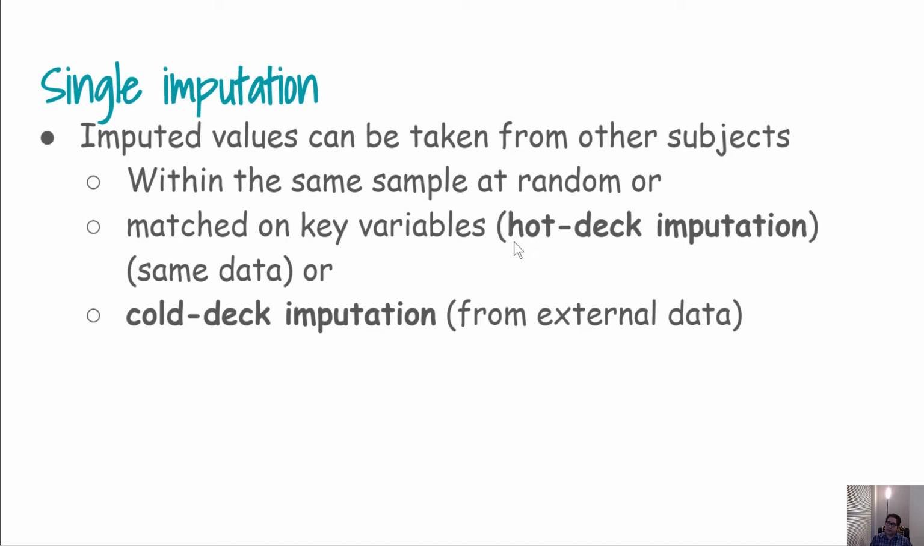This type of approach is known as hot deck imputation, when we are trying to impute based on matching from the same data set. But if we do the same from external data, then we call that cold deck imputation.